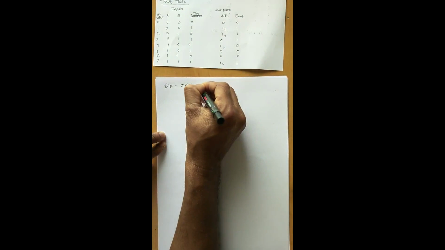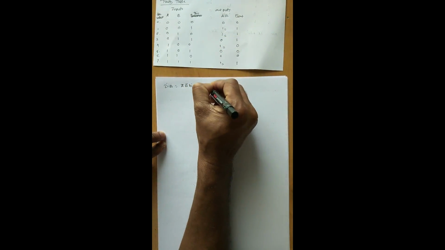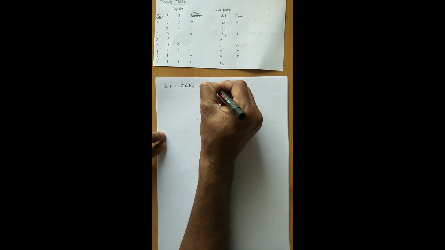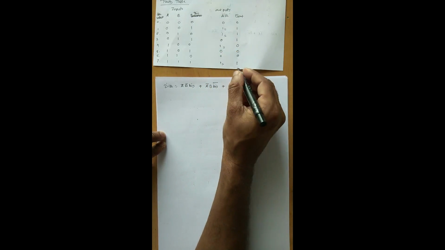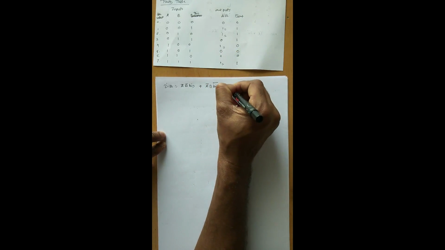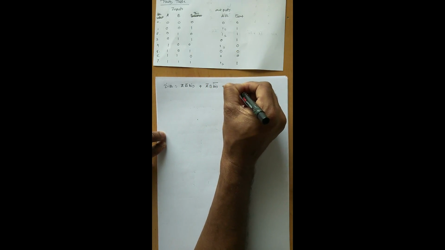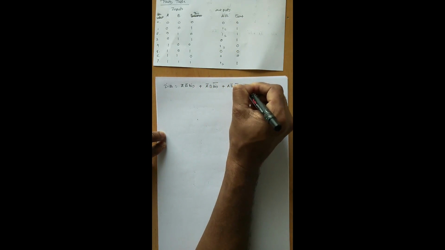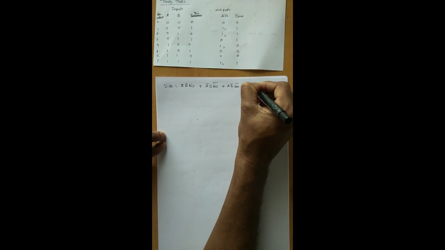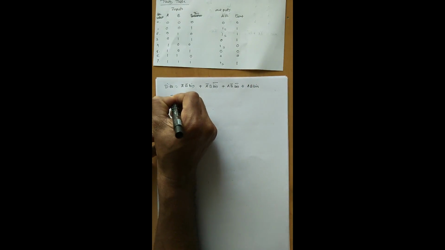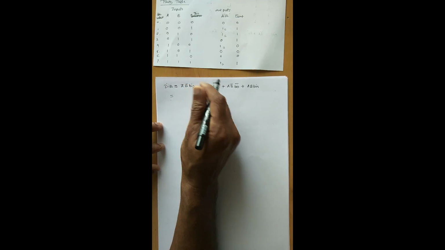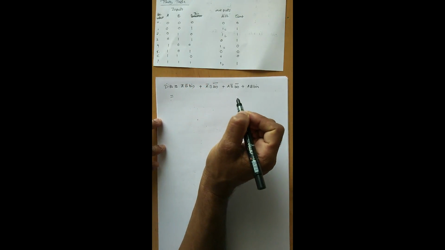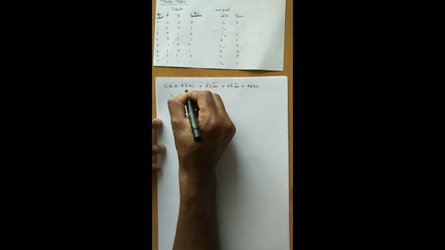Then plus for this one A bar, B in bar. For this one A, B bar, B in bar, and for this one A, B in. Okay, these are the general statement for the difference. Okay, then find out the common terms in both the equations.